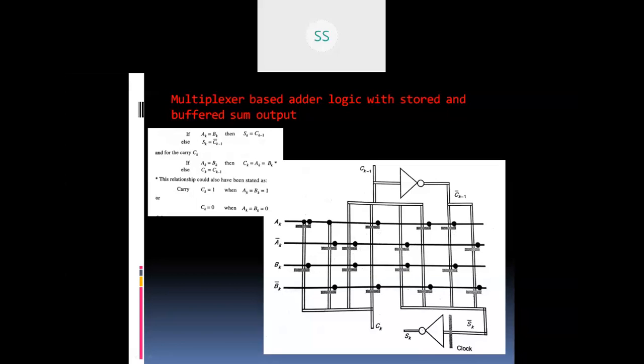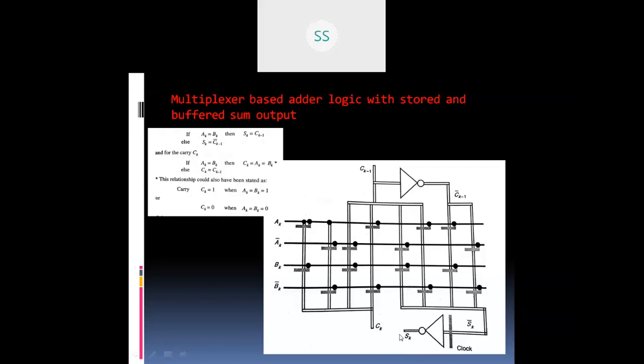Then AK bar, BK bar are the signals provided for the addition. Also, it has CK minus 1, and as we need CK minus 1 bar also, an inverter is used. Similarly here, one more inverter is used, which will make SK bar into SK. This is the design.